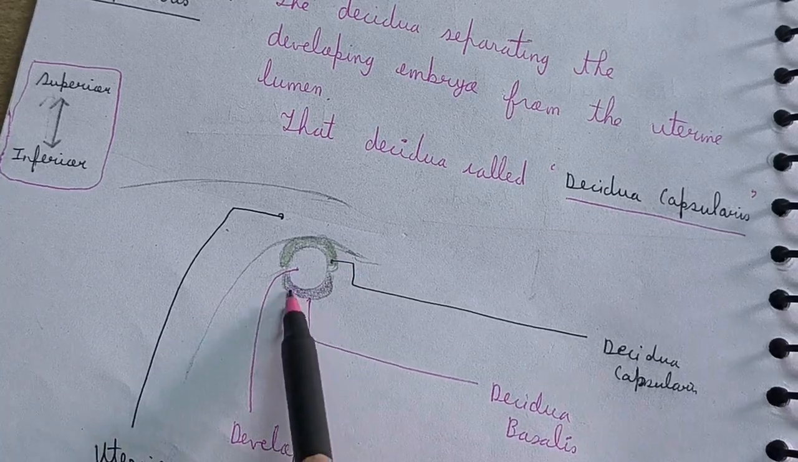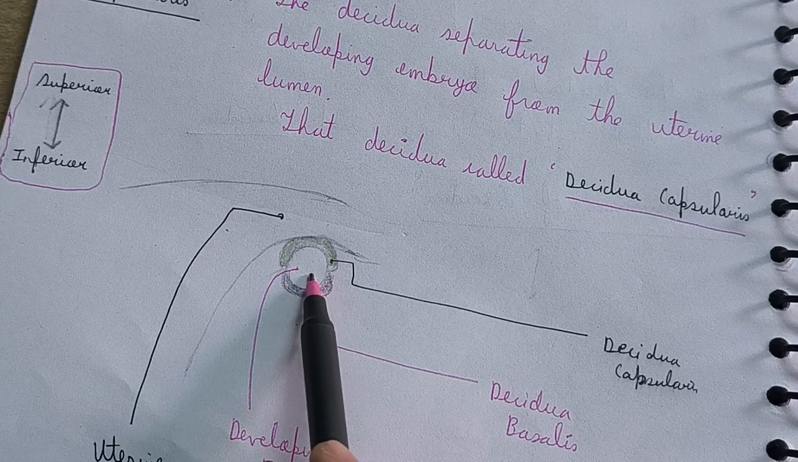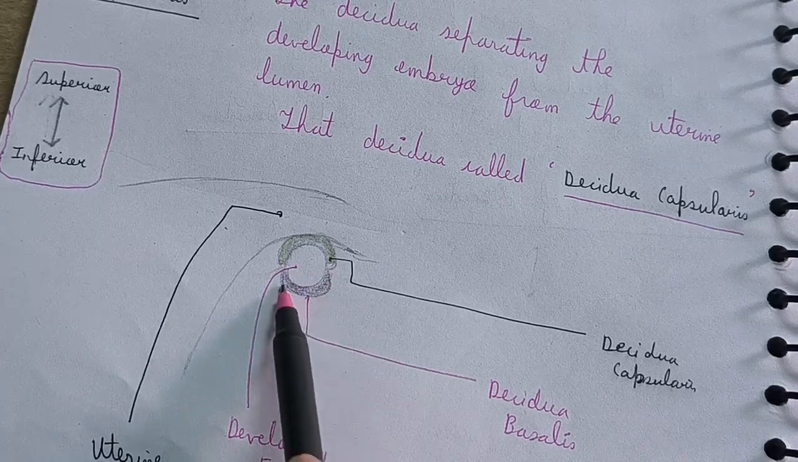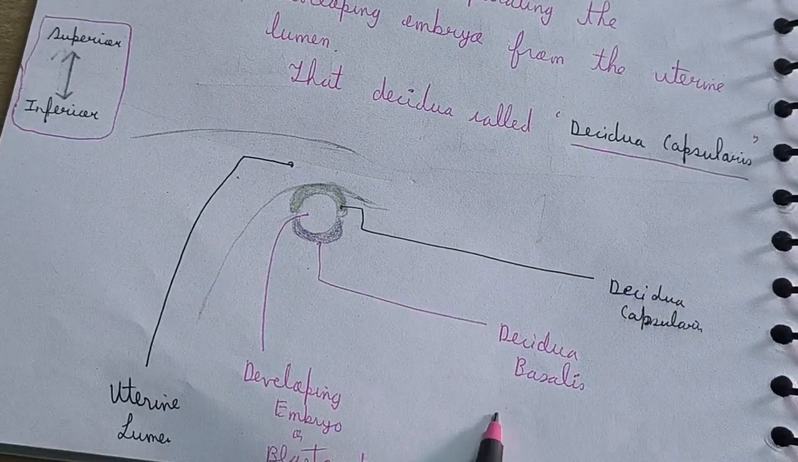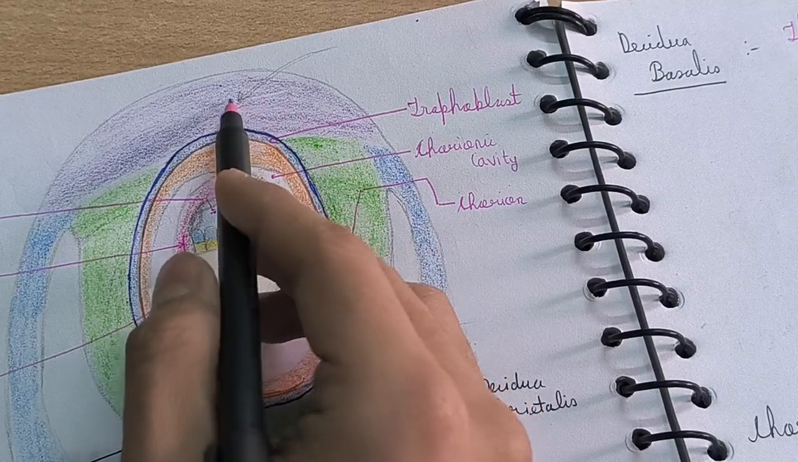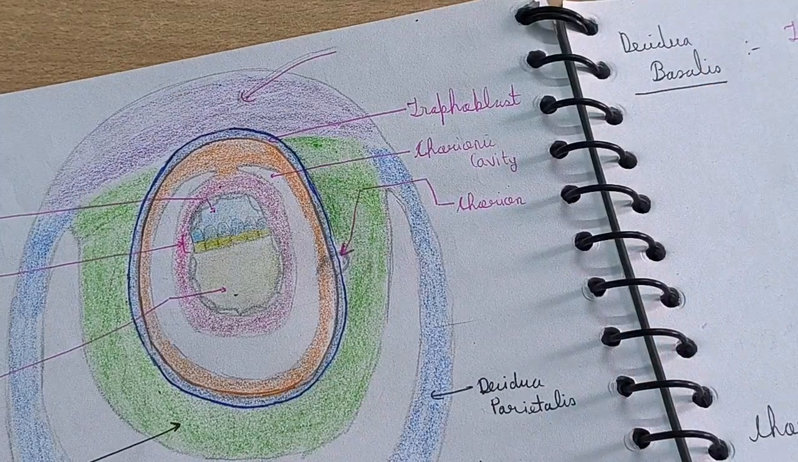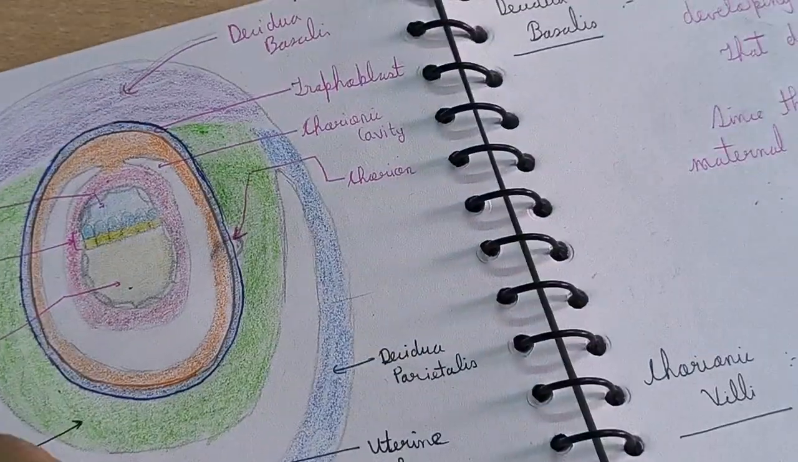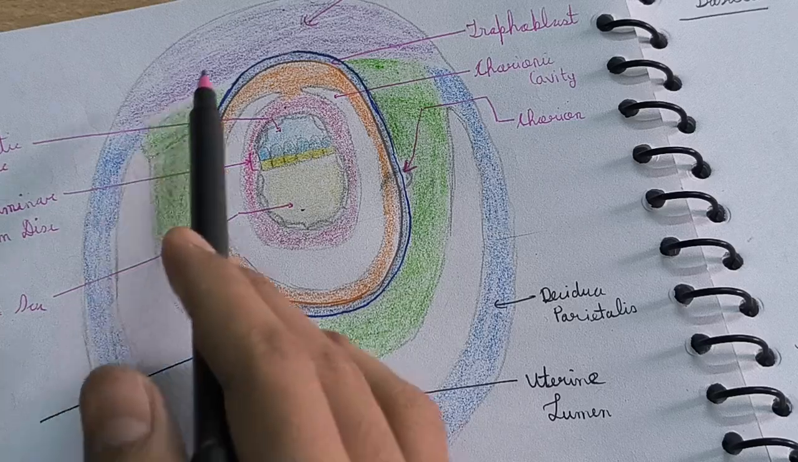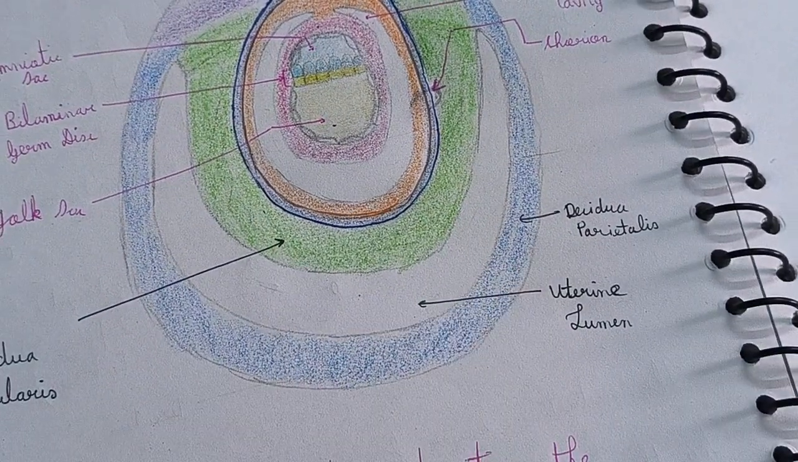Now see that this layer of decidua lies deep with respect to the developing embryo, and that layer of decidua that lies deep with respect to the developing embryo is known as Decidua Basalis. In this diagram, the violet or purple colored layer is the Decidua Basalis. I have mentioned Decidua Basalis and Decidua Capsularis, and the remaining portion of decidua other than these is known as Decidua Parietalis.